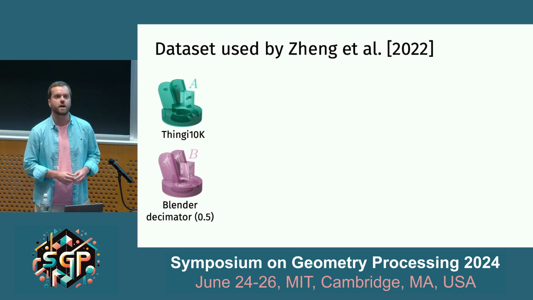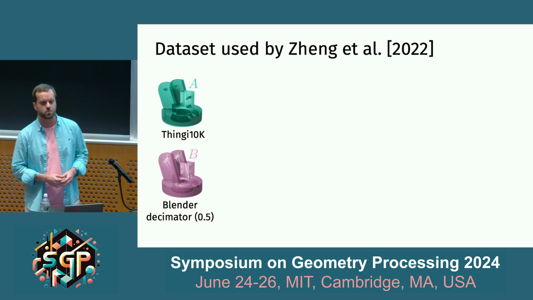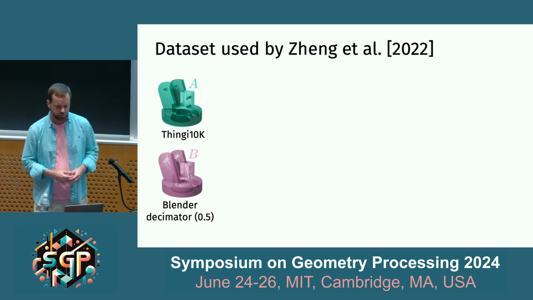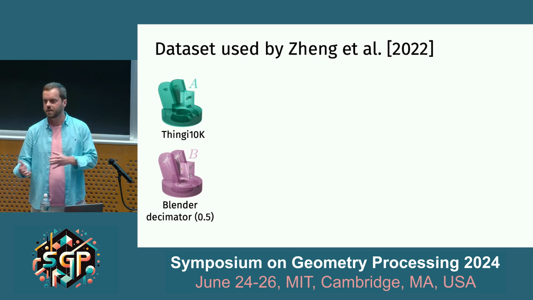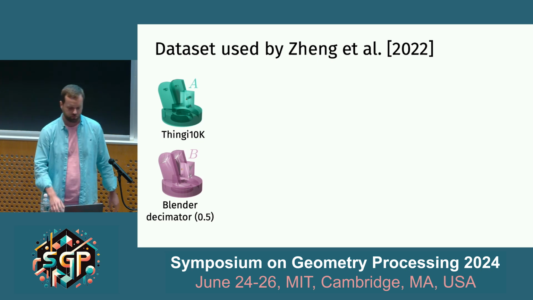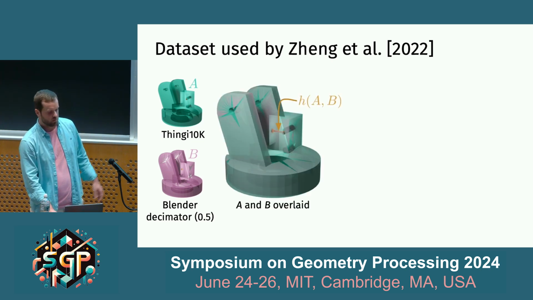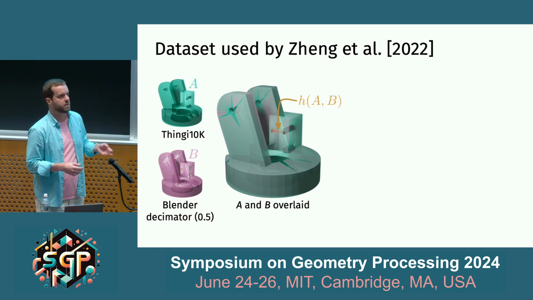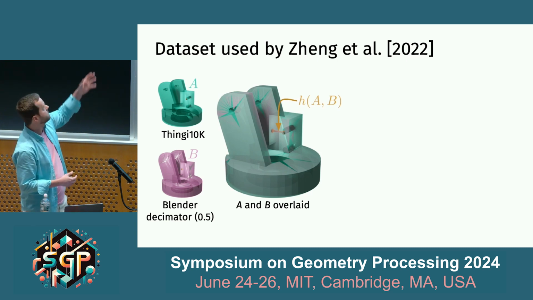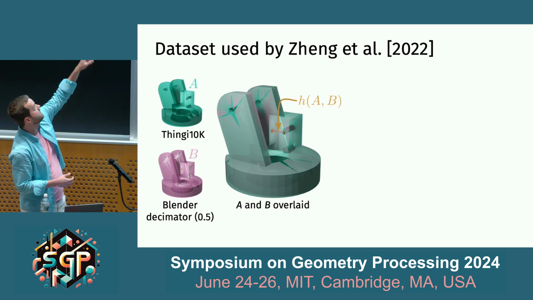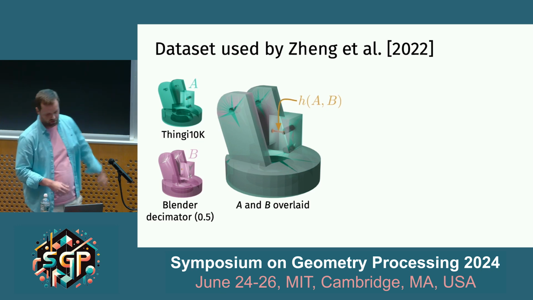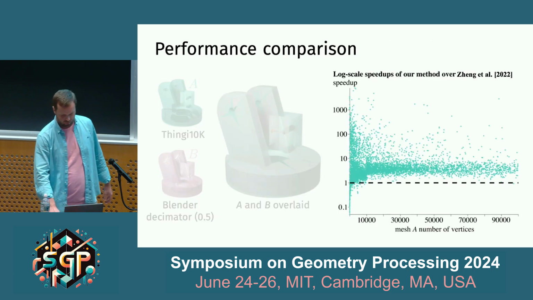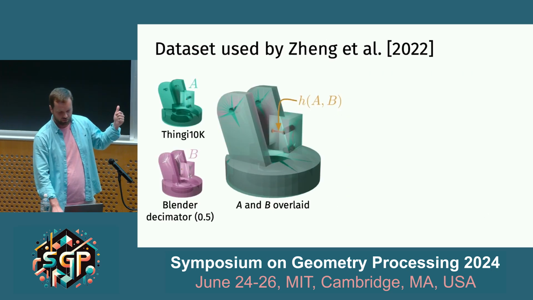We also tested our method on the data set proposed by Zhang and colleagues in 2022. A are triangles from Thingy10K, and B are their decimations with half the number of triangles. So again, a lot of overlap between A and B, and we show here both of them for this case, and the Pompeiu-Hausdorff distance, not so close to 0 in this case, is indicated in yellow. So this is one of the pairs, right?